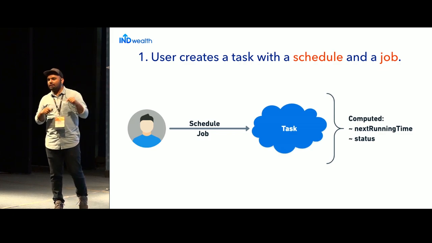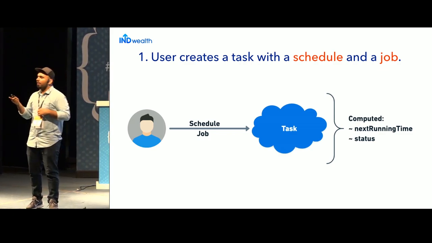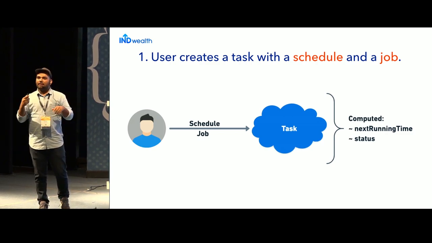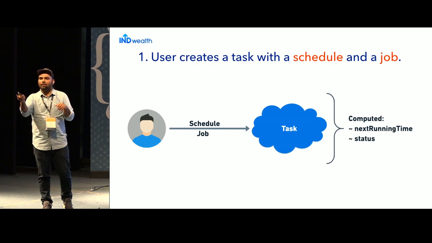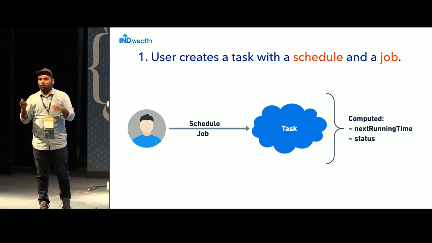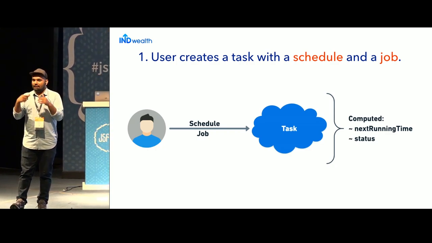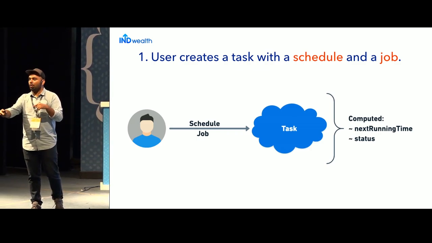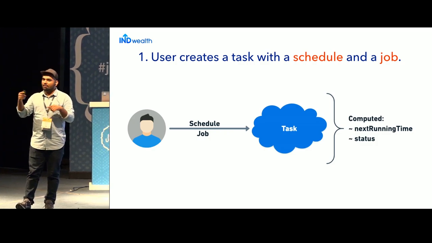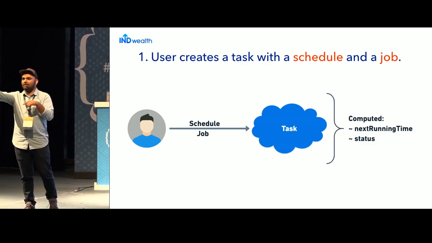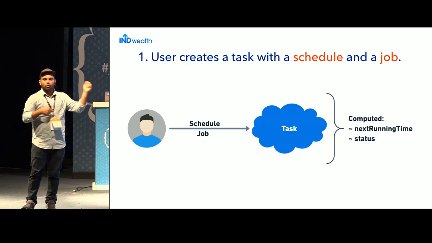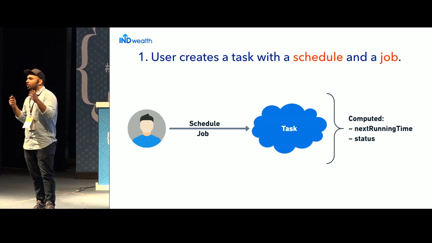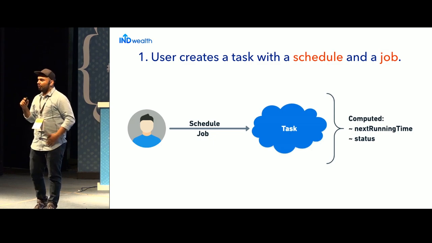As soon as a task gets created, we also compute certain properties for him. The first thing being a next running time property, which basically specifies when the next time this particular job has to run. So if I'm coming and I'm saying daily, then the next running time would be tomorrow's date. If I came in and had said monthly, then the next running time would have been next month's date, right? And then there's also a status, which is just an enum for specifying whether or not the job has been processed for this cycle or not.